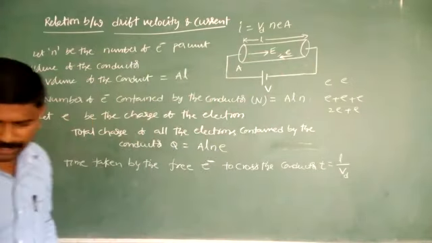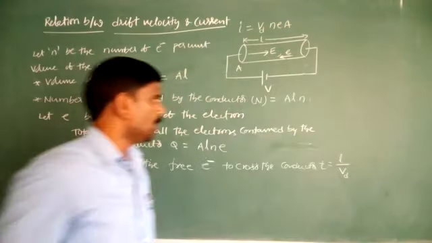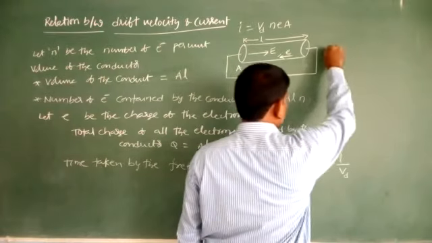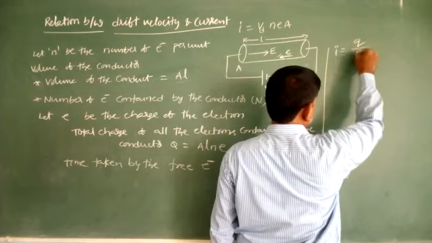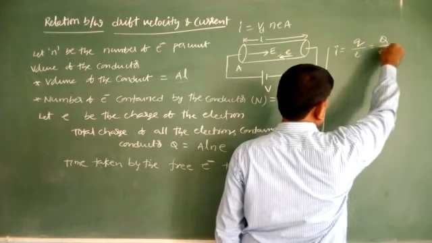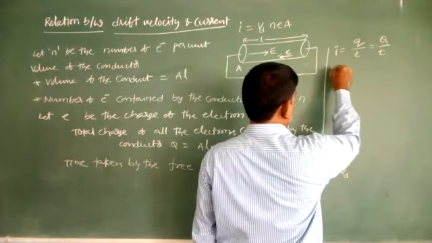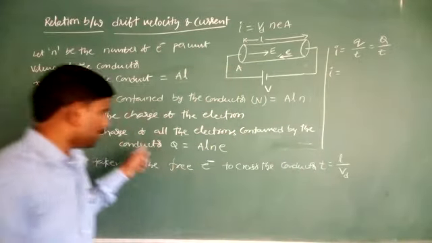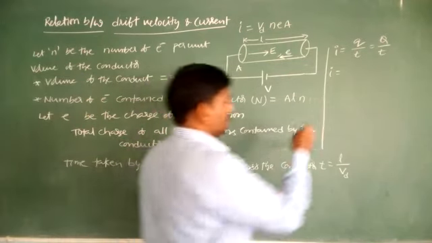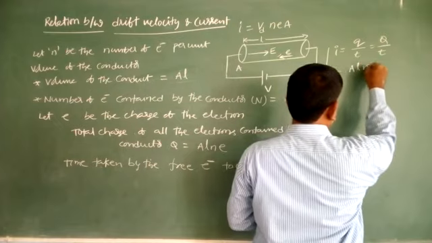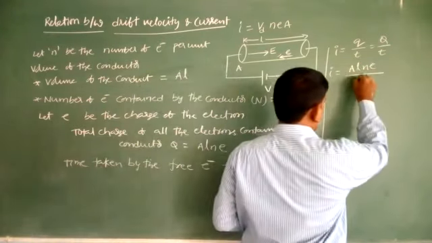So we know the definition of current. Current I is equal to Q by T, where we take capital Q as the total charge. Therefore I is equal to, capital Q is equal to how much? Total charge is equal to ALN into e, that is ALNe whole by the time taken. T is equal to L by Vd.